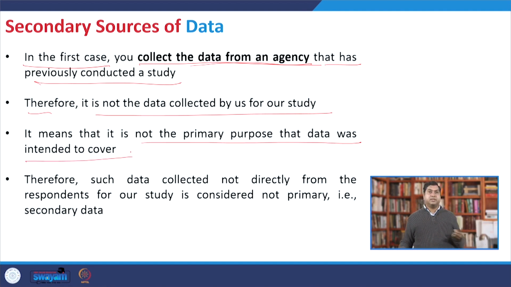So in this case, maybe for my research purpose, we don't need any primary data. It is all on the secondary information which is available, the data set available, or maybe a company's sales data is available to you, and then you just do some sort of calculation and look at the pattern. Depending on the research need, you can decide on it. Therefore, such data, not collected directly from the respondent for our study, is not primary, rather it is secondary information.